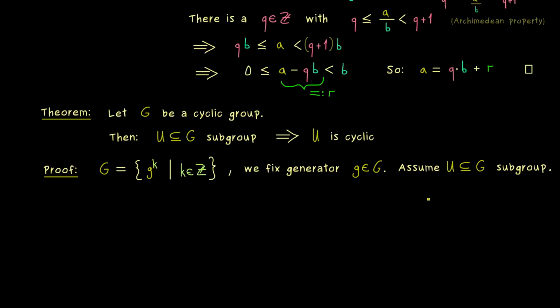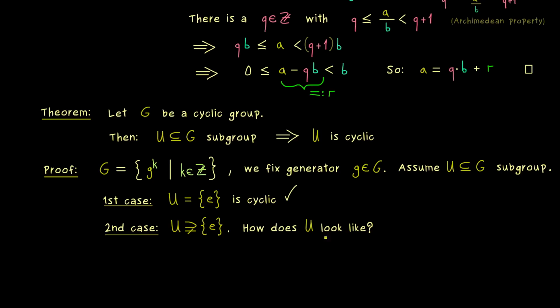Speaking of trivial subgroups, the case that U only consists of the identity element is also not a problem. What I mean is that this group is definitely also cyclic. In other words, we don't need to consider this case in the rest of the proof. Hence, from now on, we can just assume that U has at least two elements. So we can ask the question, how does the subgroup U look like?